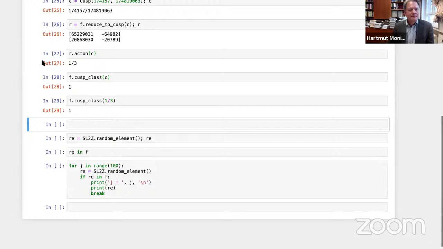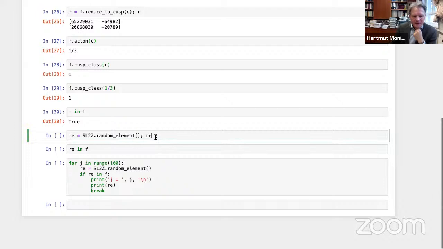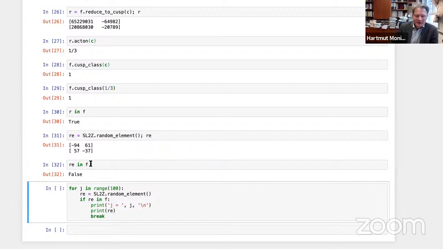So one thing you can check is that R, this element which we calculate, has to be in the group. And that means it's in the Fourier symbol. So that's sort of the helpful thing to remember. So now I take a random element in SL2Z. So that's my random element. And then I can check if this random element is in F. So there's a membership test built into this Fourier symbol, which I will discuss a little bit maybe later.